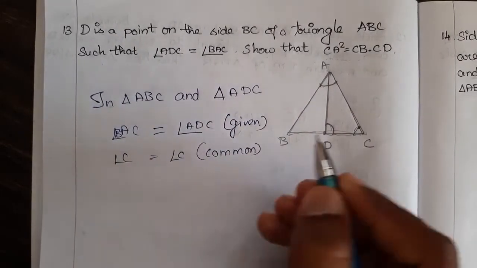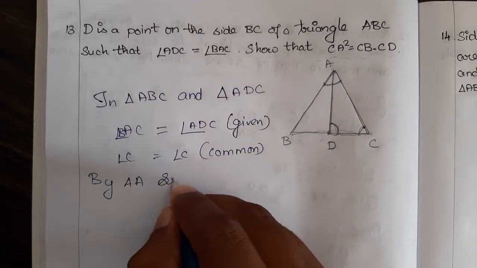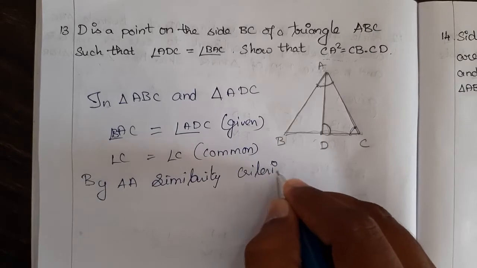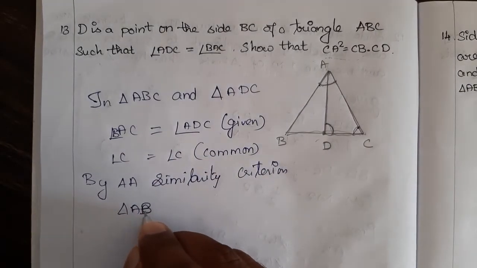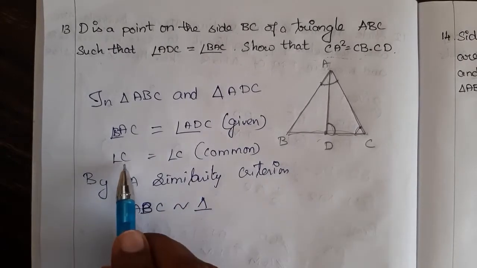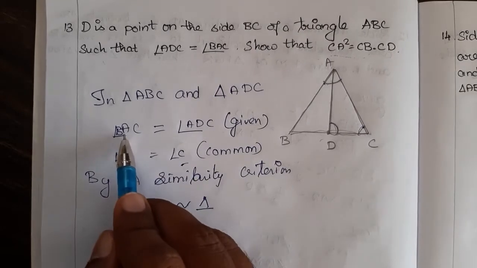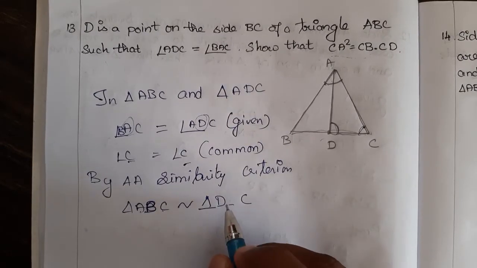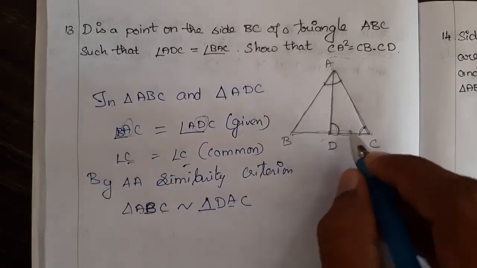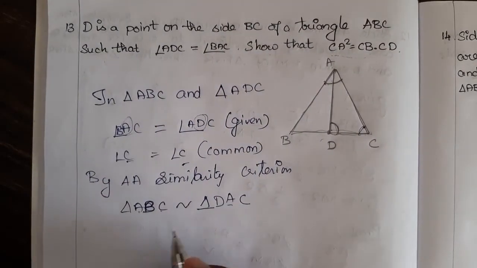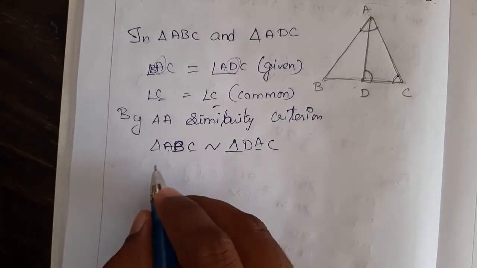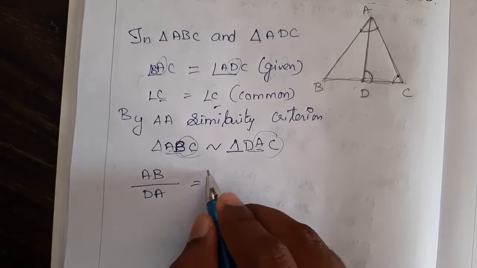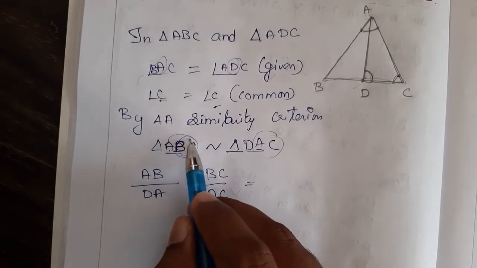So now we have proved that by AA similarity criterion, triangle ABC is similar to triangle DAC. C corresponds to C and A corresponds to D, so in place of A we get D, for C we get C, and here we get A. From this we get that the sides are in proportion. So AB by DA is equal to BC by AC is equal to AC by DC.